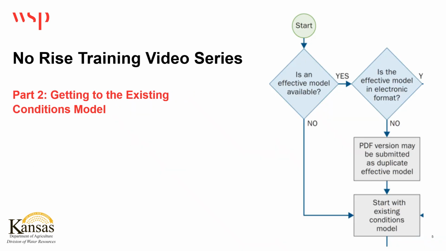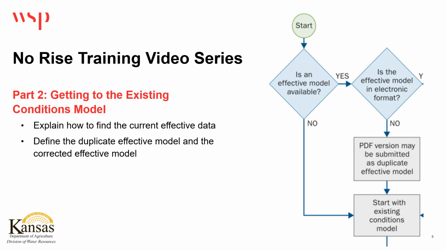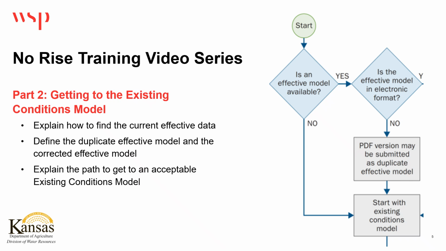In part 2, getting to the existing conditions model, we will explain how to find the current effective data. We'll define the duplicate effective model and corrected effective model and talk about when these are needed. And we'll explain the path to get to an acceptable existing conditions model.